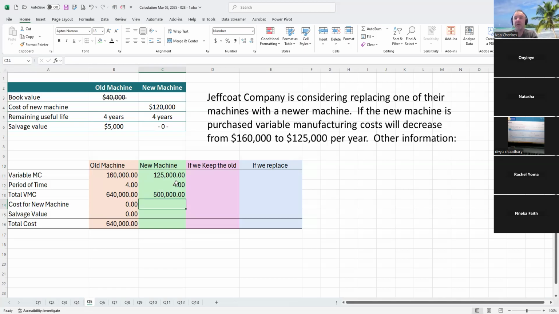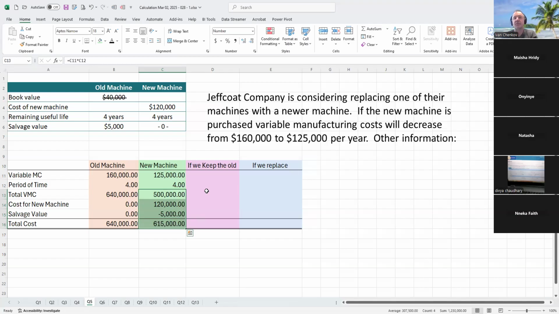Now, on top of that, we have to buy the new machine. How much will the new machine be? 120,000. But I can sell the old machine now. If I'm not using the old machine, if I purchase the new one, I can sell the old machine. How much am I going to get? 5,000. So how much will my spending be here? 615. So what should I do? Get the new machine or keep the old one? You keep the old one.